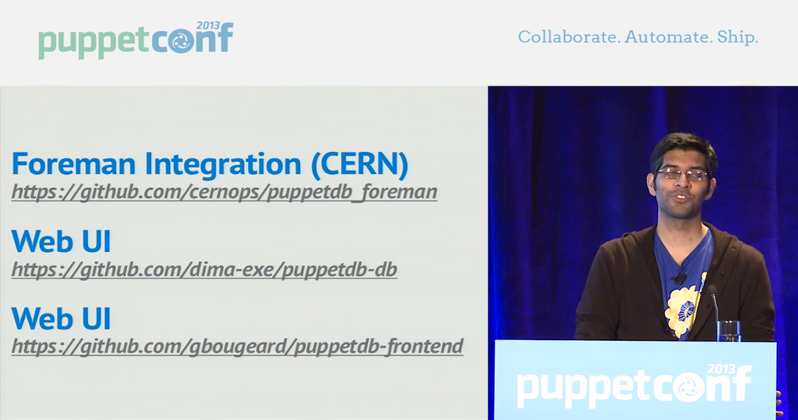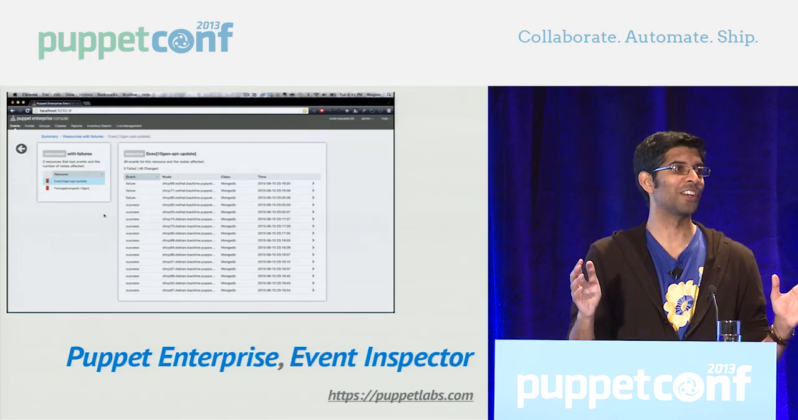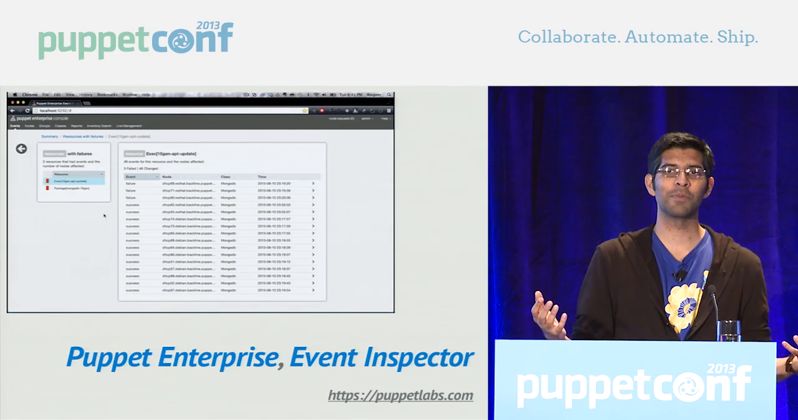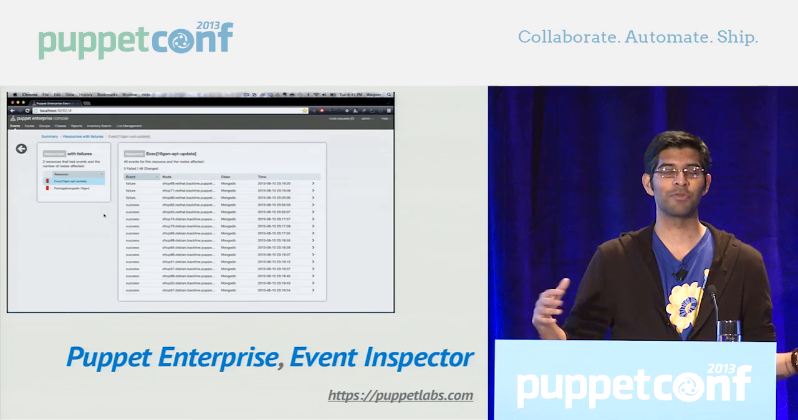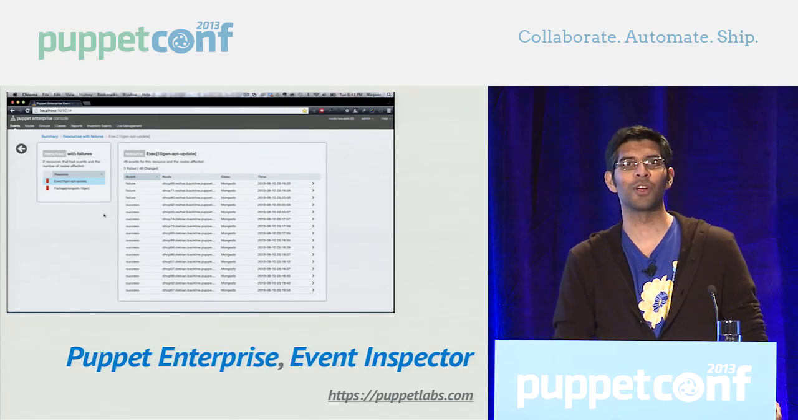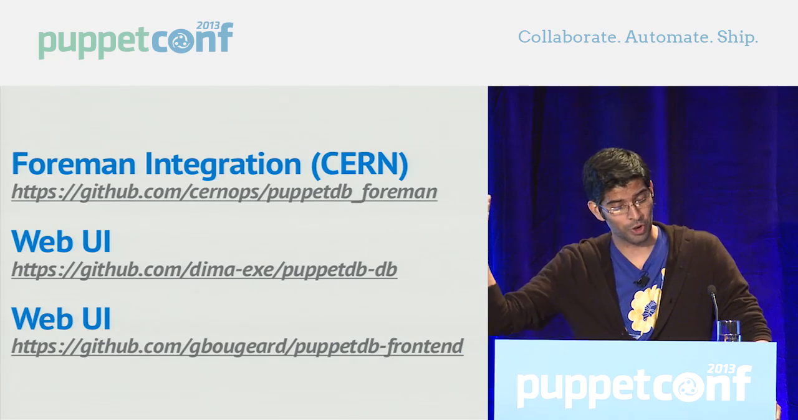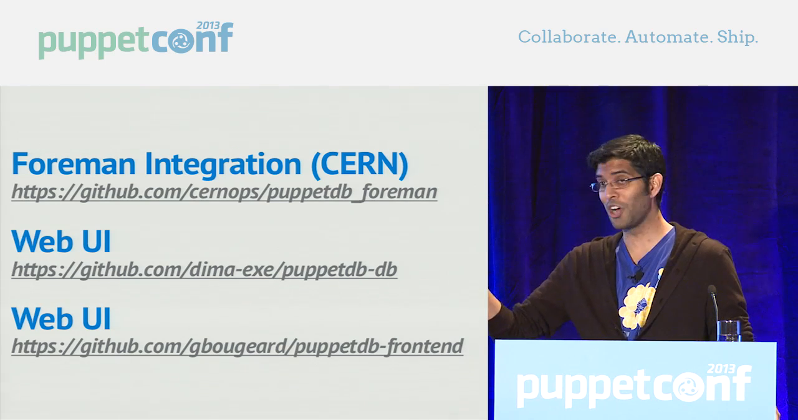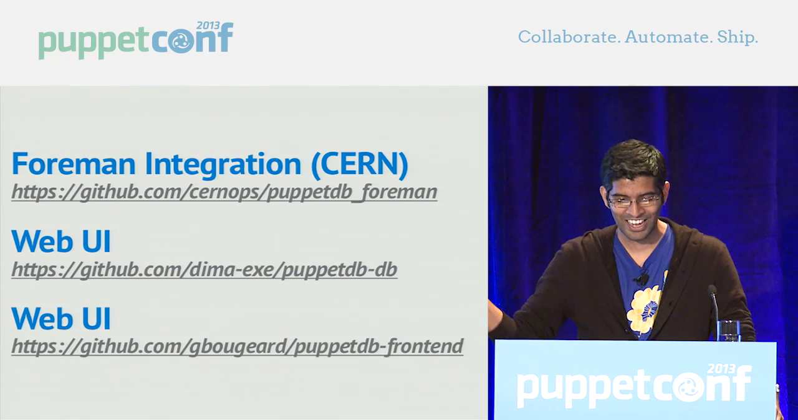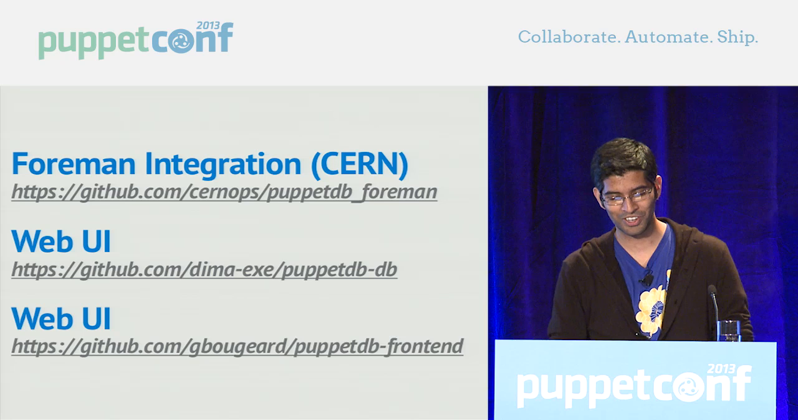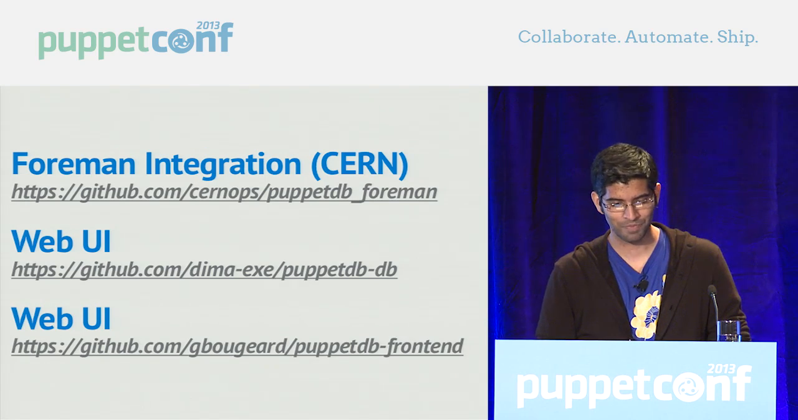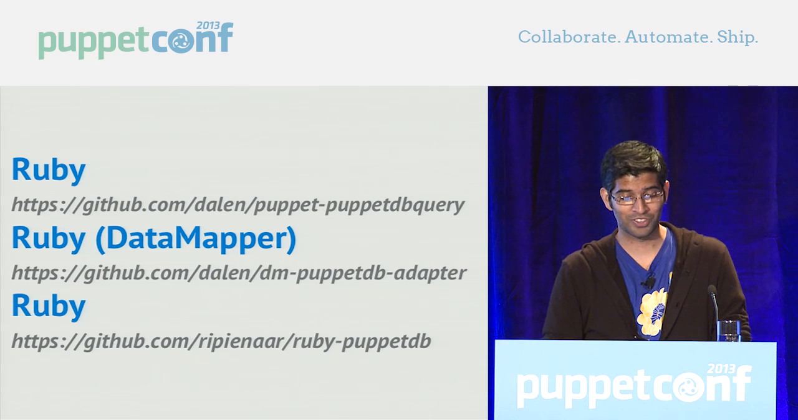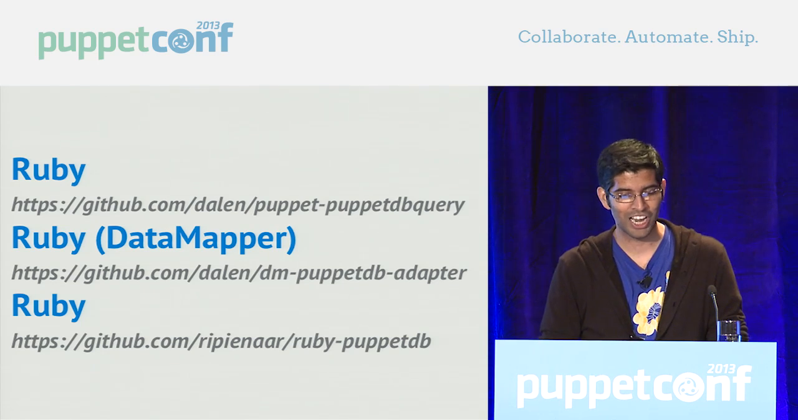So really, the proof is in the pudding, right? My conjecture is that having these APIs designed the way they are is conducive to people creating more interesting and novel integrations with our stuff. CERN produced a Foreman integration. There are two additional web UI projects in varying states of complexity and completeness. The bottom one I know uses Play Framework and Scala. There are a handful of different Ruby integration libraries.